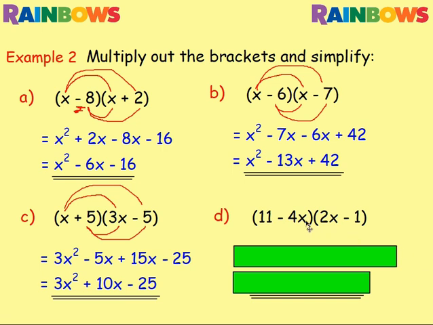With D, 11 take away 4x, bracket, 2x take away 1. Rainbows!